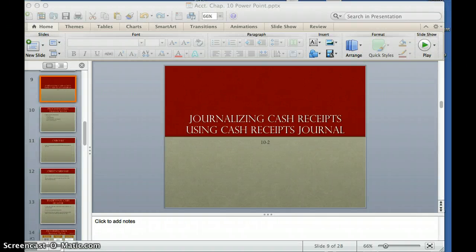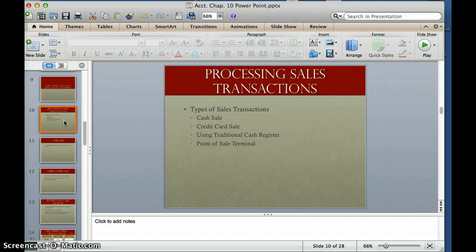This is the lesson on 10.2 for journalizing cash receipts using the Cash Receipts Journal. What we're talking about in this section is processing sales transactions, and the different types of sales transactions that we're going to talk about are cash sales, which are pretty easy, credit card sales, using a traditional cash register, that's one like I think the drive-in has, and then using a point of sale terminal.